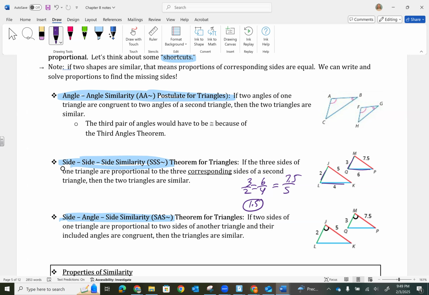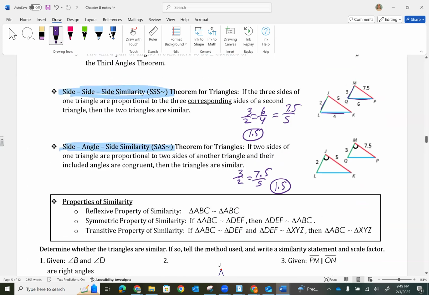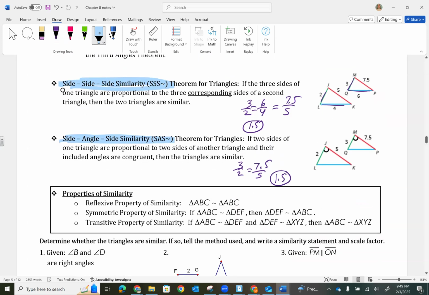And then also side angle side. If the angle is congruent between two triangles and the sides next to them are also in a relationship, we could have 3/2. We could have 7.5/5. And the angle in between them, both of those will be reduced to 1.5. So therefore, yes, those two triangles will be similar by side angle side. And there's lots of properties, like a triangle is similar to itself. There's a transitive and symmetric property as well.